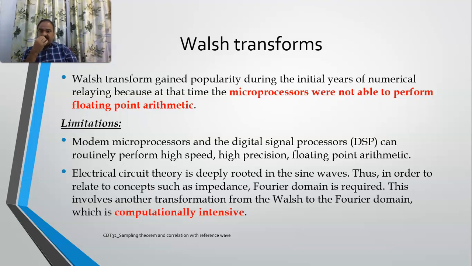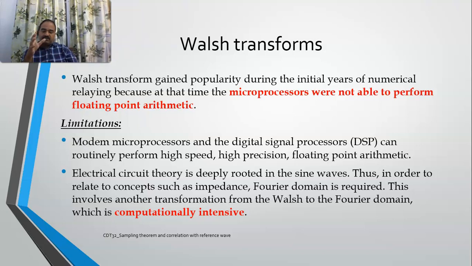Walsh transforms initially gained great popularity in the 1970s, when microprocessors came into the picture but were not able to perform floating point arithmetic. They could only work with integers. Sinusoidal and cosinusoidal terms involve a lot of floating point arithmetic, and that data was difficult to handle with those processors. So Walsh transforms came into the picture.